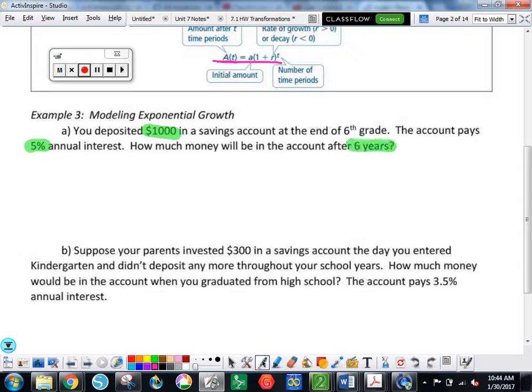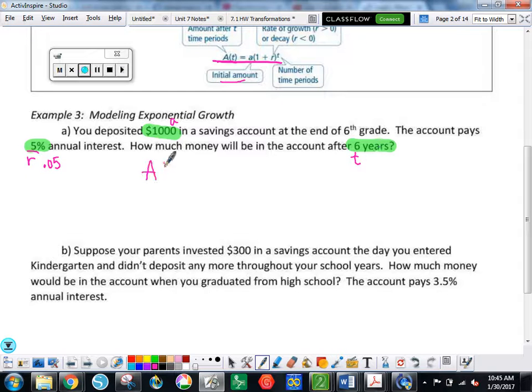So let's first label all of our variables. What's this one? This is A. That's your starting point, your initial amount. This is your R, but I'm not going to put it as 5%. How do I write it? 0.05, right? R is 0.05. And then we'll put the 1 in, because it's the formula. And what about this? That's the t. So we plug it into our function.